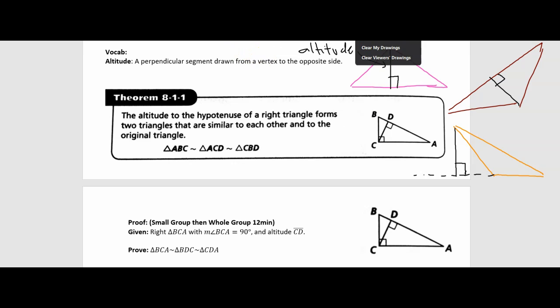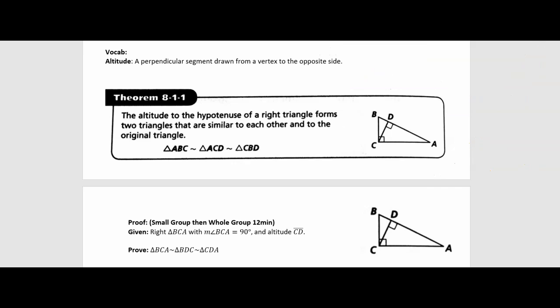Okay, so now that we know what an altitude is, let's talk about this theorem. The altitude to the hypotenuse of a right triangle forms two triangles that are similar to each other and to the original triangle. So if we take a look at this diagram, our altitude is segment CD. It's drawn from the vertex opposite the hypotenuse to the hypotenuse. And you'll notice that there are three right triangles created in this diagram. It just turns out that all three are similar to each other. And this is going to create some cool relationships. It's going to let us solve for different segments in diagrams like this, if we know which sides are corresponding with each other.